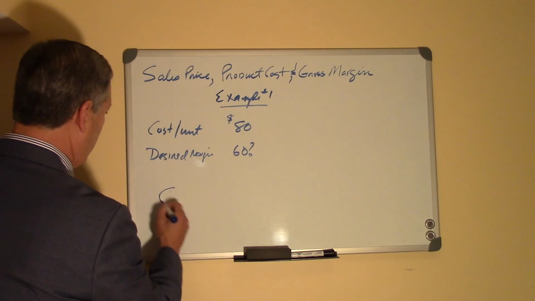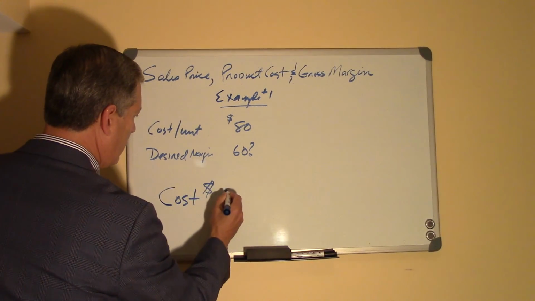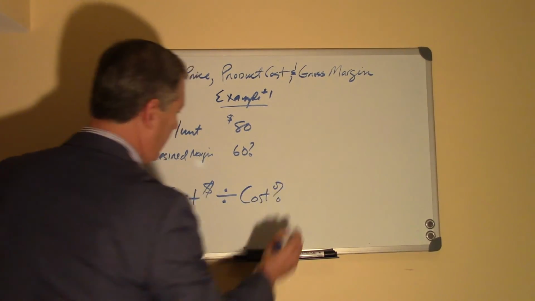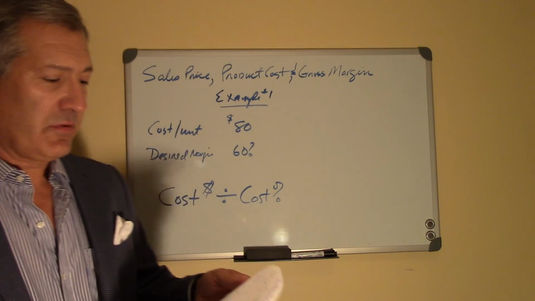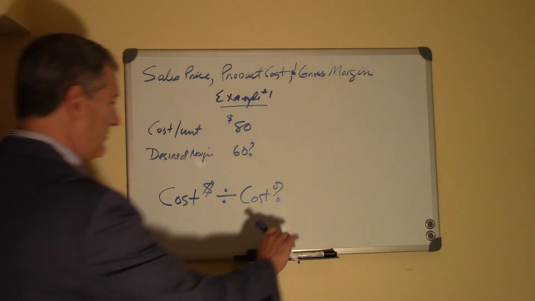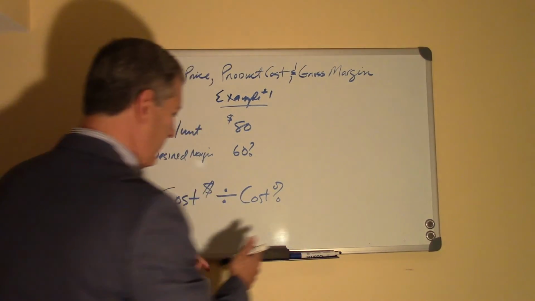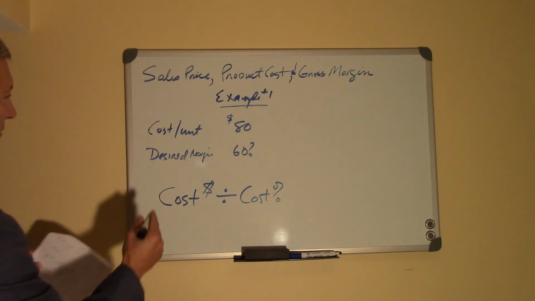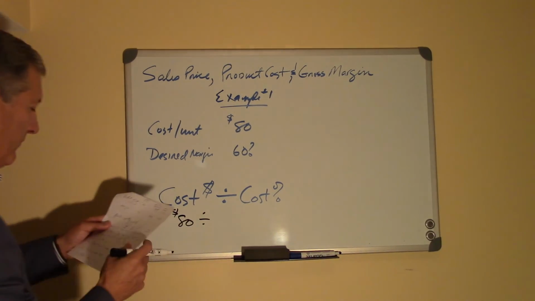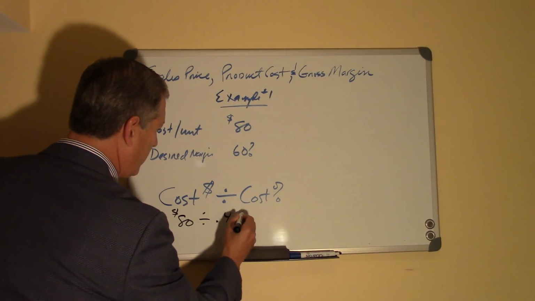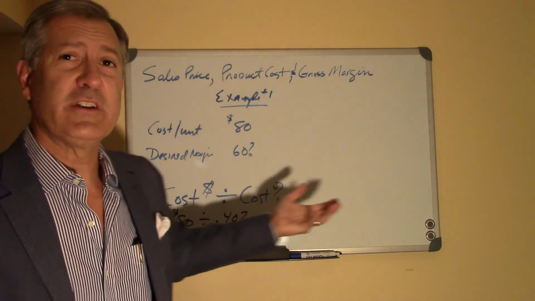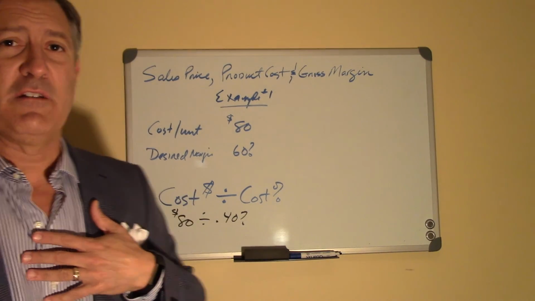It says cost dollars divided by cost percentage. Okay? Cost dollars divided by cost percentage. So in our example, what is that? Well, here we're going to look at the cost dollars. Cost dollars is $80, and we're going to divide that by the cost percentage, which is 40%, right? Because the sales price is going to be 100%. And if the margin is 60%, that means that the cost has to be 40%.